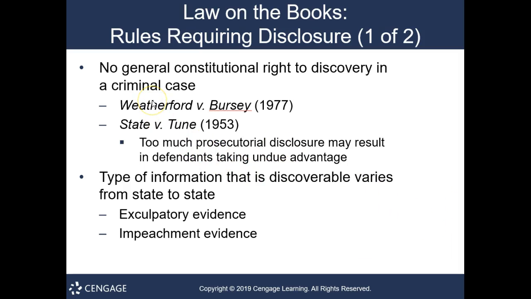First, there's no general constitutional right to discovery in a criminal case. That's Weatherford versus Bursey and State versus Toon. Too much prosecutorial disclosure may result in defendants taking undue advantage. In essence, what they mean here is, let's assume that the prosecutor knows that there is a defense witness out there who's willing to say, I was there at the time, I saw who shot the victim, and it wasn't the defendant that you're prosecuting.